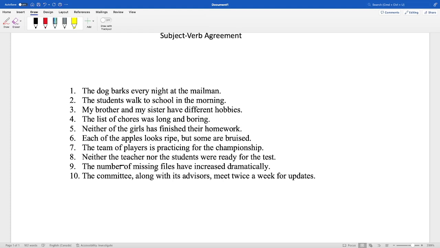Next one, number 9. The number of missing files have increased dramatically. Okay, question again. Is this subject here singular or plural? If you said singular, you are correct. Good job. Because we have the number, right? The number of missing files. Not the numbers of missing files, the number of missing files. So due to that, when we have a singular subject, we're going to say has. For singular, we use has.